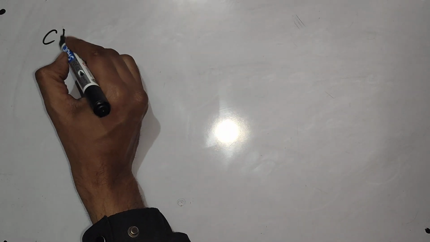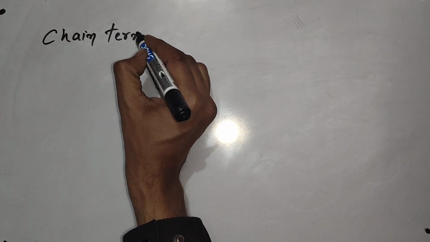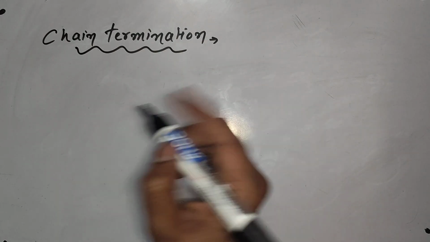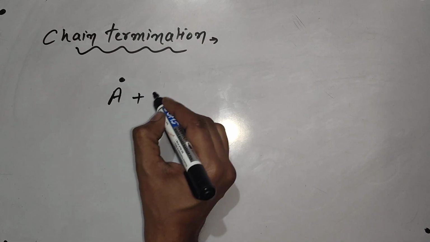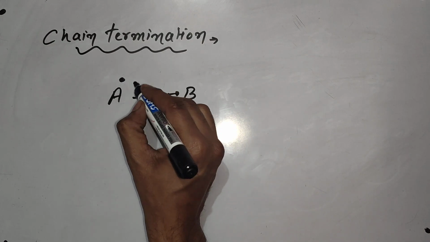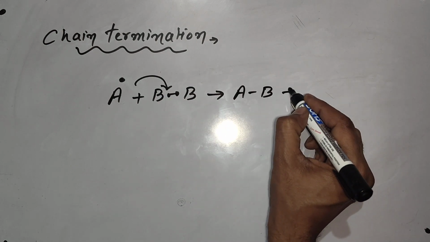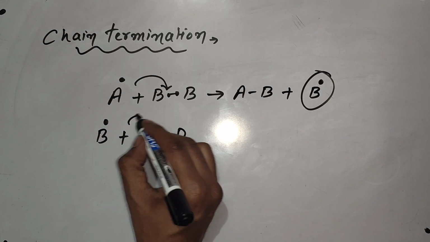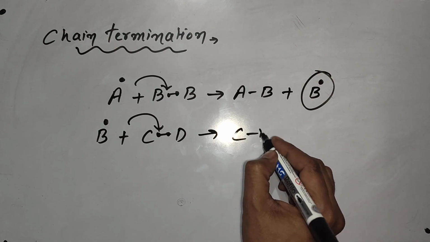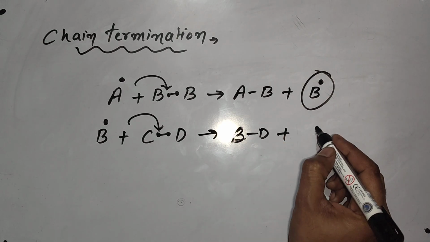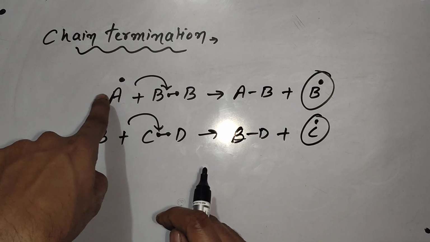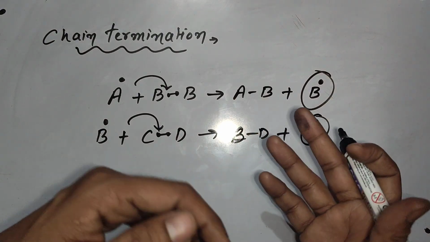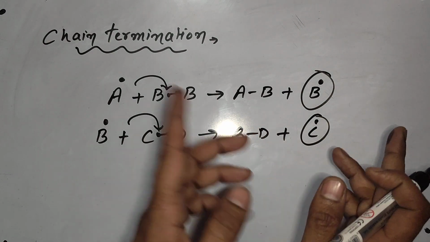In chain termination steps, we write those steps which can stop the reaction. How do free radical chain reactions happen? A free radical reacts with a molecule, AB is generated, and another free radical is generated. This free radical reacts with the next molecule, and another free radical is generated. This is the process: a free radical reacts with a molecule, another free radical is generated, and the chain continues. In this fashion, products are generated in the chain propagation step.